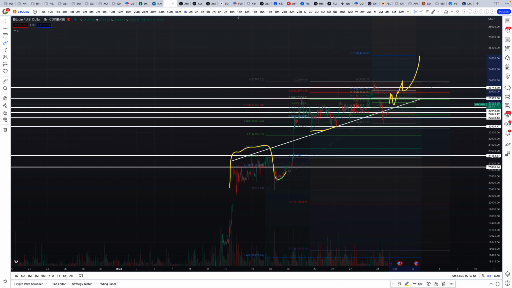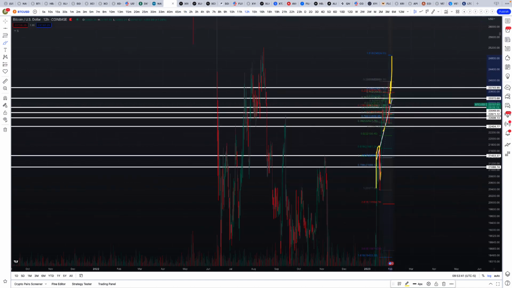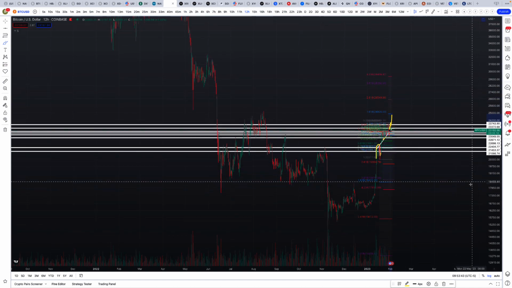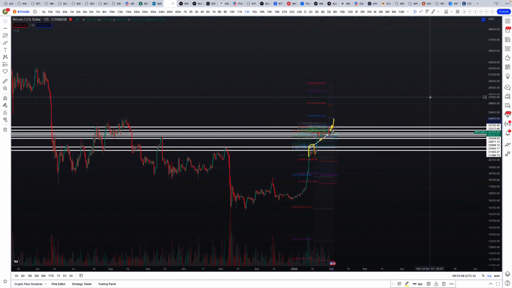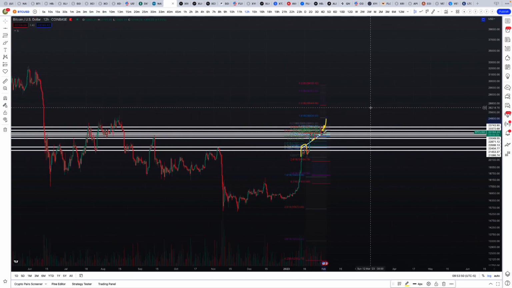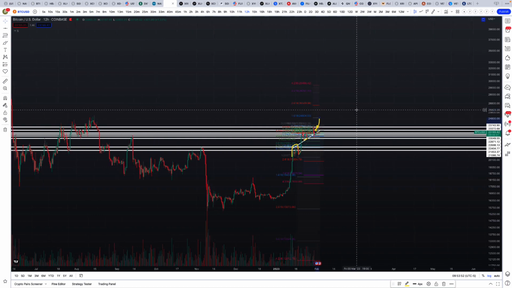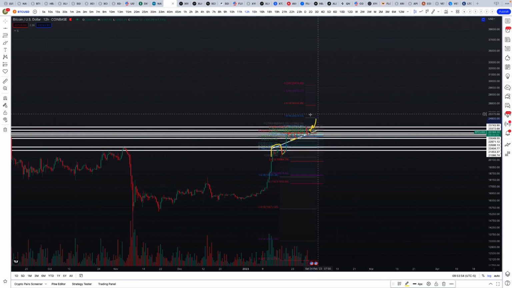I do still feel as if we need to have a brief pause at some point, but you know, Bitcoin can amaze you and it can keep running longer than you expect. So I'm going to keep going with the trend. I'm going to take it level by level. I'm not going to bet against the trend here. The trend's your friend. So that's what we're watching for.